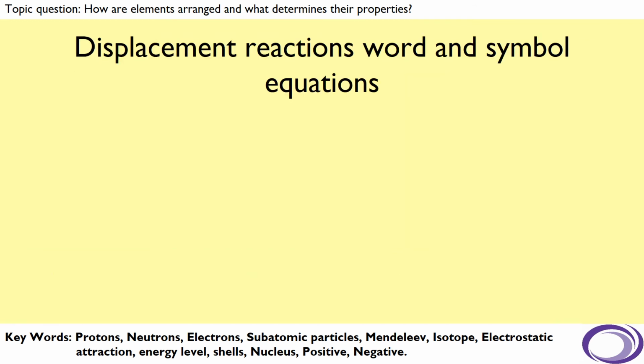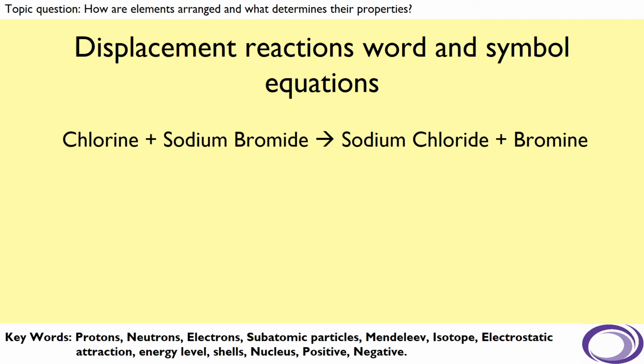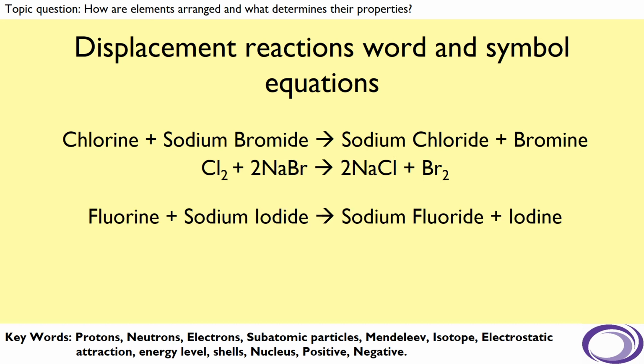Now, you could be asked to complete displacement reaction word and symbol equations. So here in this example, chlorine reacting with sodium bromide will form sodium chloride plus bromine. And another example, fluorine, when it reacts with sodium iodide, will produce sodium fluoride and iodine.